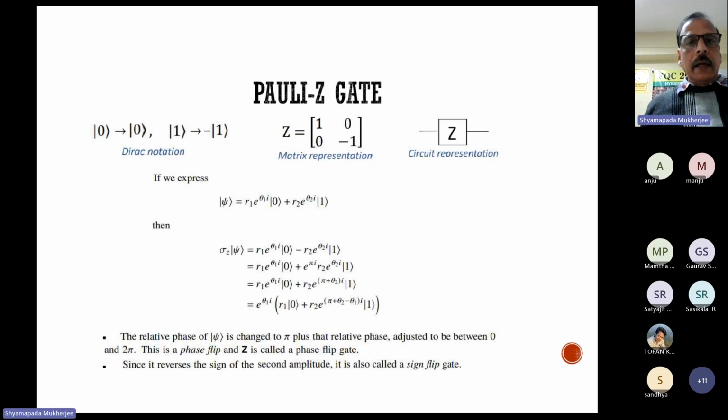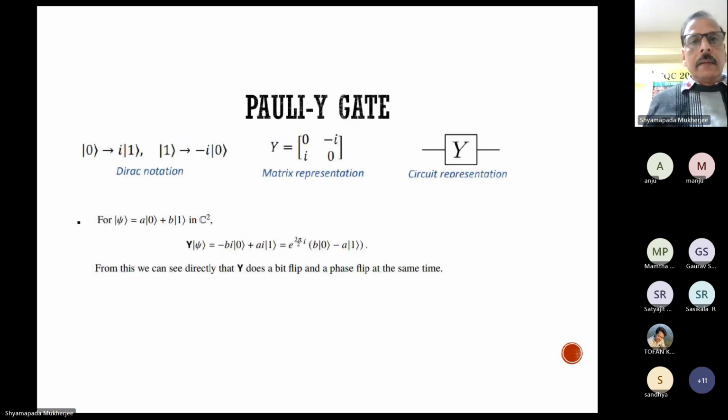Besides that gate, I have a Pauli Z gate. The Z gate takes 0 to 0 and 1 to -1. Just check how the Z gate acts. Then I have a Pauli Y gate. The Pauli Y gate takes 0 to i times 1 and 1 to -i times 0. And these are my circuit symbols.